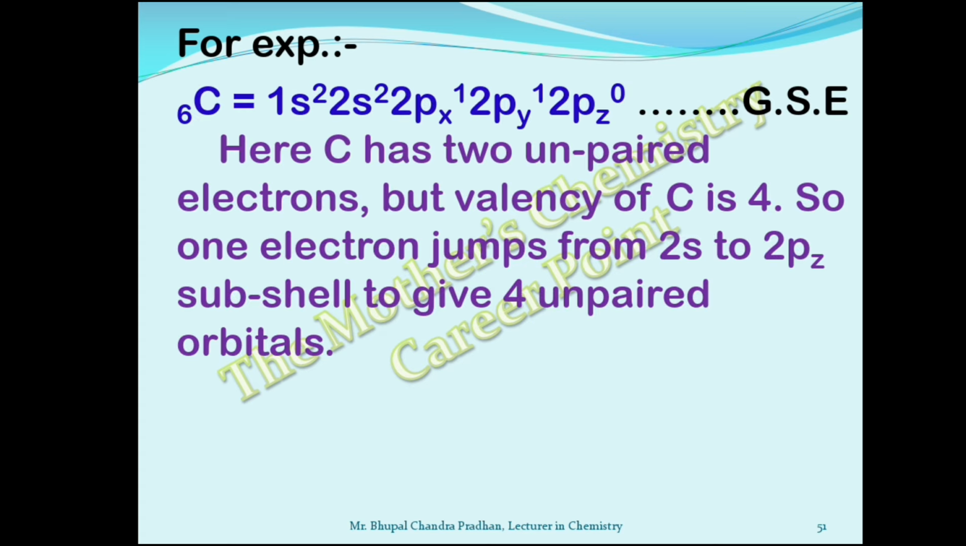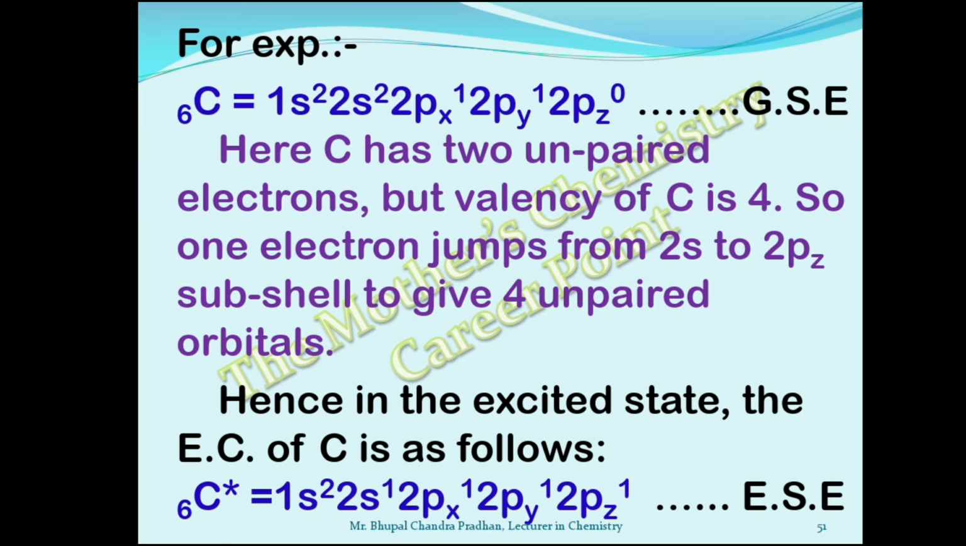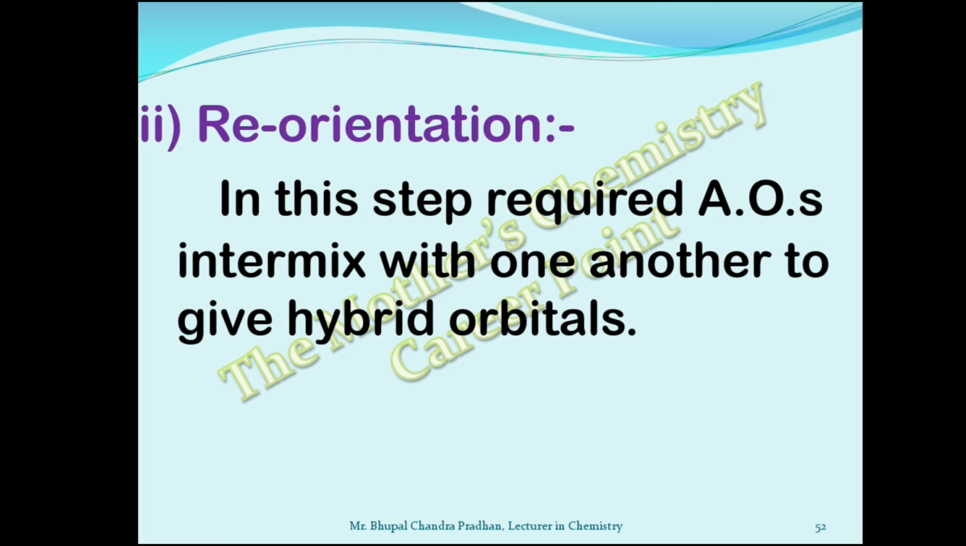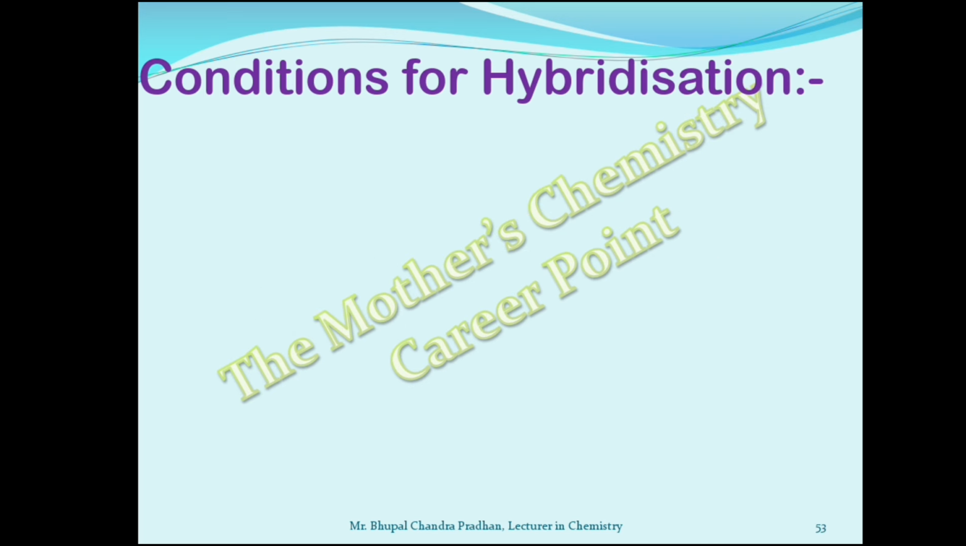For example, in the electron configuration of carbon in the ground state, only 2 half-filled orbitals are there, that is 2px1 and 2py1. Here the carbon atom has 2 unpaired electrons, but valency of carbon is 4. So one of the electrons jumps from 2s to the 2pz subshell to give 4 unpaired orbitals in this way. This is promotion or excitation. Now reorientation. In this step, required atomic orbitals intermix with one another to give hybrid orbitals.